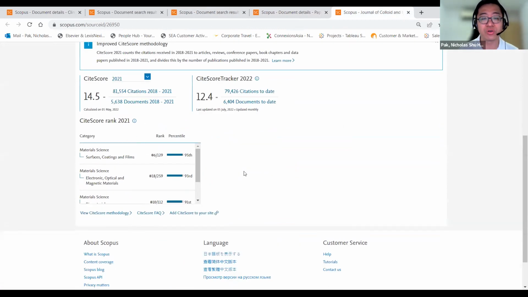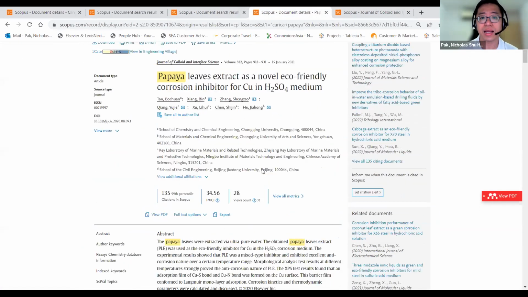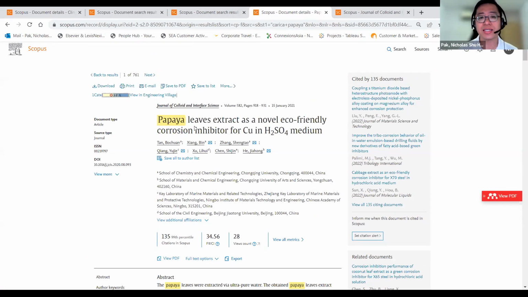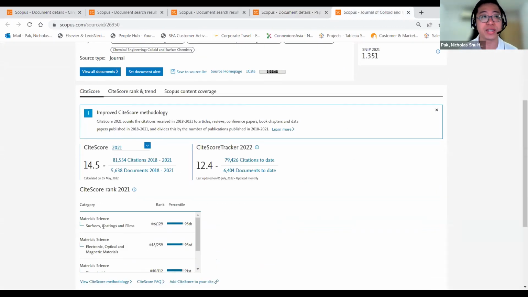And then it really boils down to what's the nature of the study itself, and what is it meant to be? So in this case, papaya leaves extract is a novel eco-friendly corrosion inhibitor. So this places it within surface coatings and films. It really boils down to what the topics are that you're looking at, and then which journal you want to get published in, right? The metrics used are very wide, very varied, very powerful, and I would encourage you to think about this in all of your use cases.